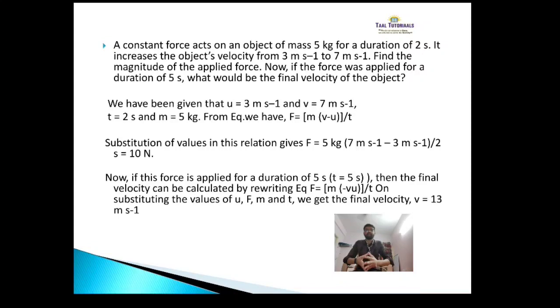We gather all the information and substitute the values, that is m is equal to 5 kg, v is equal to 7 meter per second and u is equal to 3 meter per second, divided by time, that is 2 seconds. We get the answer 10 Newton. My second question was, what would be the final velocity when the time changes to 5 seconds? Now, if the force is applied for 5 seconds, then the final velocity can be calculated with the same formula, F is equal to m (v minus u) by t. If we substitute every value, we get the final velocity as 13 meter per second.